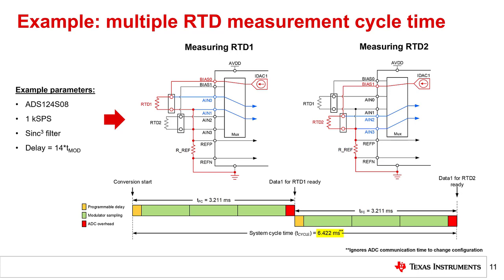Note that this time does not include any ADC communication time required to change the IDAC or multiplexer settings, though this is typically on the order of a few microseconds. Also, it is important to remember that the conversion latency and resulting cycle time in this example are specific to this ADC. Not all of the conversion latency components shown here exist in every Delta-Sigma ADC. Refer to the ADC datasheet for more information about the specific conversion latency for that device.